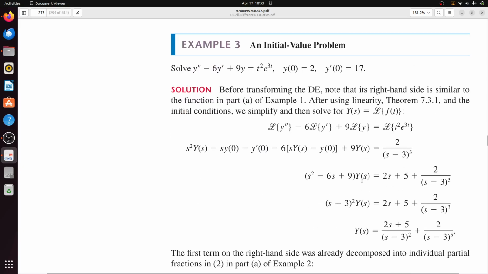So you combine the like terms, and you get s square minus 6s plus 9 into Y(s) equal to 2s plus 5 plus 2 by s minus 3 whole cube.